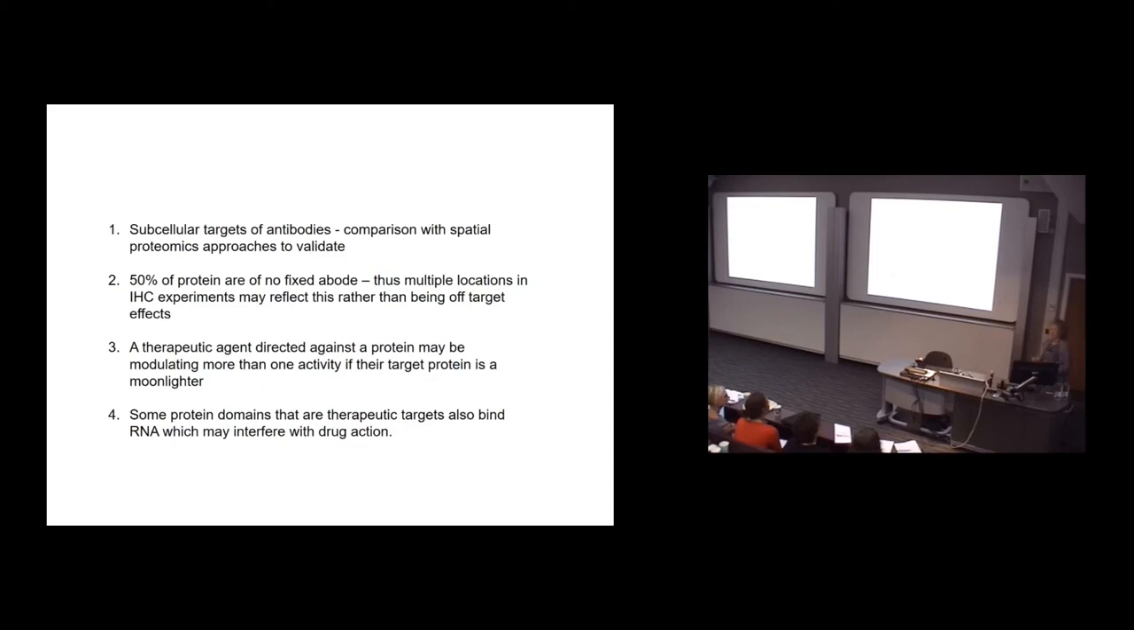The subcellular targets of antibodies: a validation would be to compare with what we find using a very orthogonal method. 50% of proteins are of no fixed abode, and so if there are multiple signals in IHC, then that makes some sort of sense. Therapeutic targets: if your protein is a moonlighter, then you might think that your therapeutic target is going to knock out one feature of that protein, but actually it may be knocking out activity that you don't know about and is essential to the cell. And I think we've shown, but I haven't shown you in any detail, that RNA binding capacity is much greater than imagined in proteins, and also in some cases maps to sites for which drug targets have been designed against.